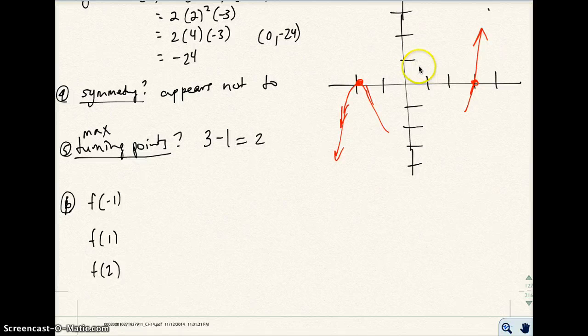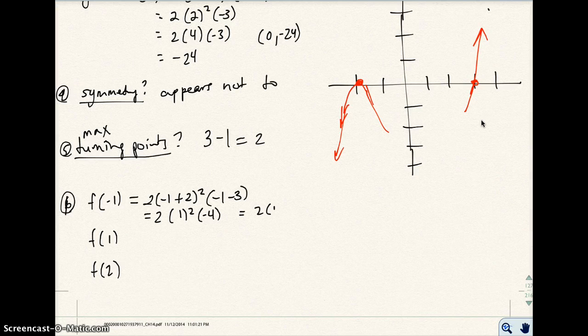Okay, again, this graph will be looking a little bit better in just a second. If I do f of -1, I get 2 times (-1 plus 2) squared times (-1 minus 3). I get 2 times 1 squared times -4, which is 2 times 1 times -4, and I get -8. So I get the point (-1, -8).